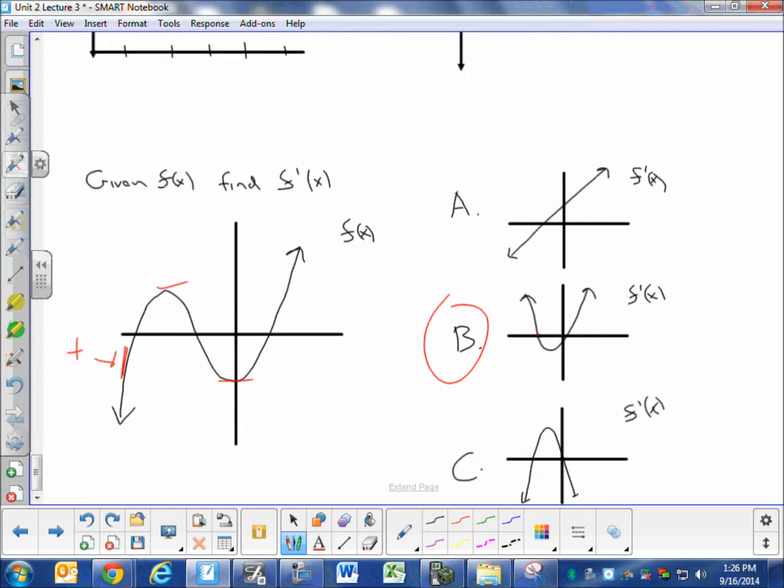Okay? You'll have to do that on your homework. It's not hard. We're going to practice it a lot moving forward. But it's just an introduction to these tangent lines.